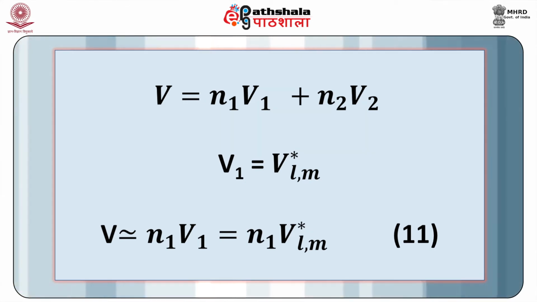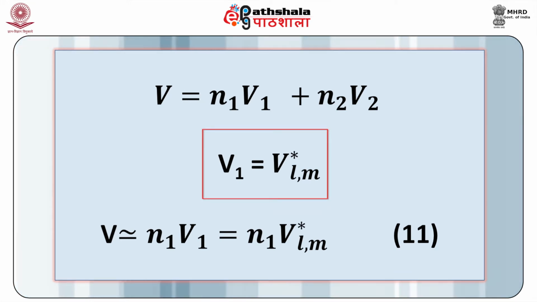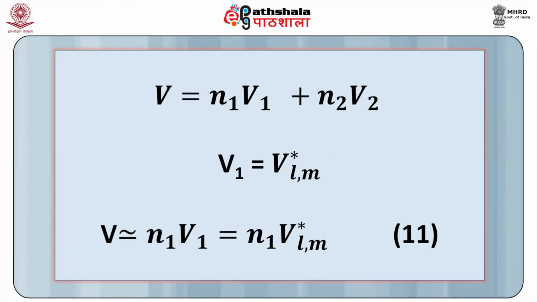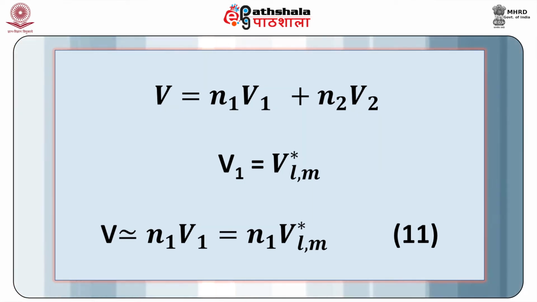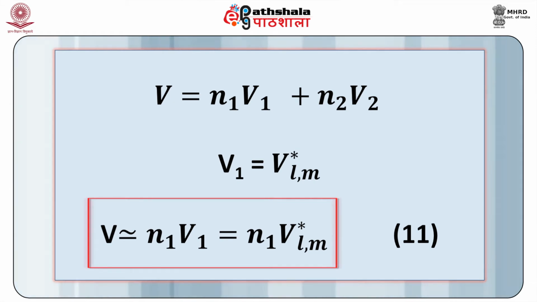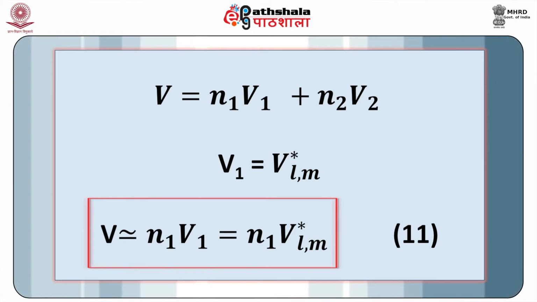Partial molar volume of the solvent in the solution is same as that of the pure solvent, that is, V1 is equal to V star Lm. 2. The factor N2 V2 is much less than N1 V1, since N2 is much less than N1 and can be neglected. Thus, we have V approximately equal to N1 V1, which is further equal to N1 V star Lm. This is our equation 11.